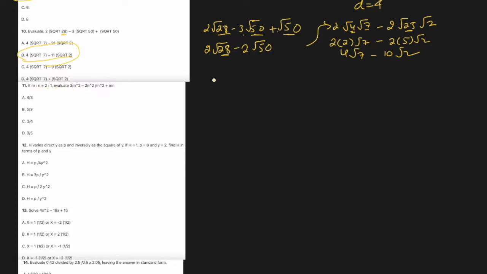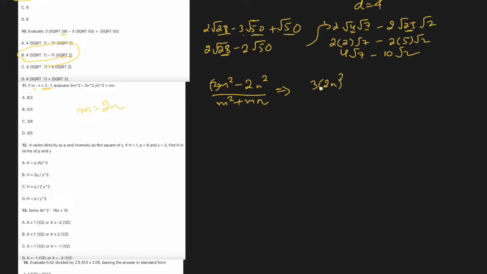If m ratio n is 2 ratio 1, evaluate. The question actually is this: 3m square minus 2n square, there is no need to put bracket, divided by m square plus mn. So we have to see what this is equal to. Here they're saying the ratio of m to n is 2 ratio 1. That means m is a bigger number. So m is equal to 2n.